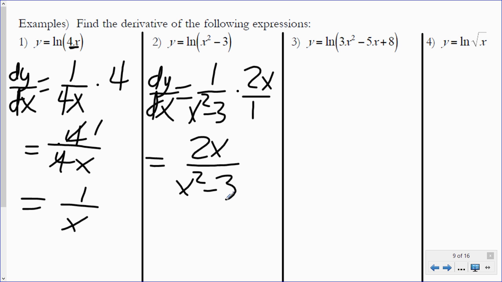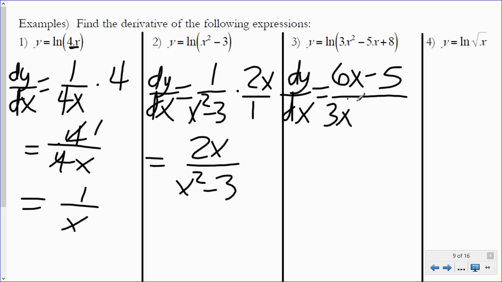So like for number 3, honestly, once you get the hang of these, you could just go right to the final answer. We're deriving natural log of 3x squared minus 5x plus 8. So I know the numerator is going to be the derivative of 3x squared minus 5x plus 8, which is 6x minus 5 over 3x squared minus 5x plus 8. Because that's what would happen if we did 1 over 3x squared minus 5x plus 8 times the derivative. Okay. All right.